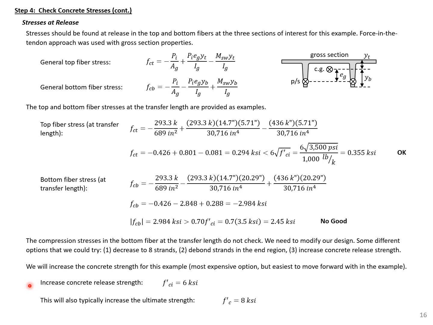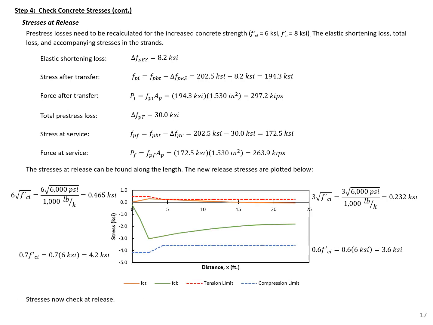So we're going to try increasing our concrete release strength to 6 KSI, and if we increase the release strength, typically it's also going to increase the ultimate strength. So we're going to move forward with an ultimate strength of 8 KSI in this example. Changing the concrete strength is going to change our pre-stress losses, so we'll need to recalculate them. I don't give you all the equations here, but I give you the final losses.